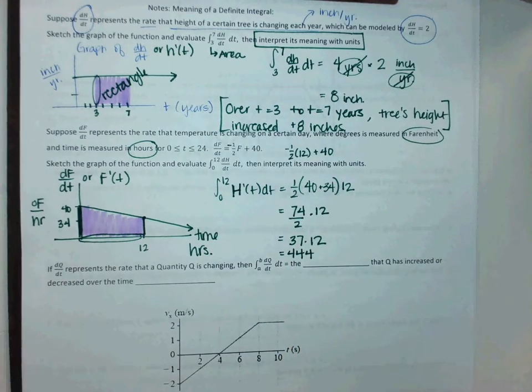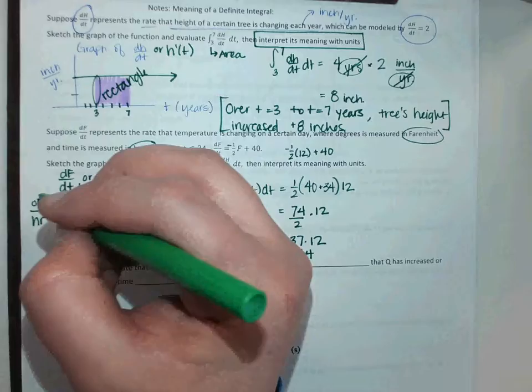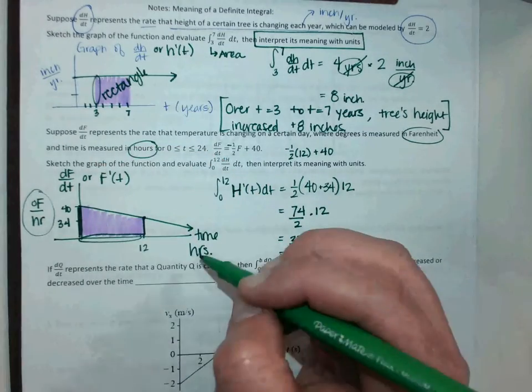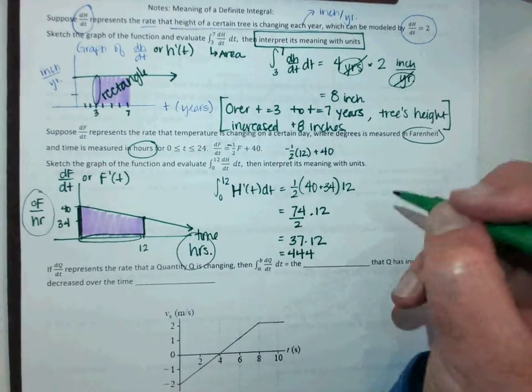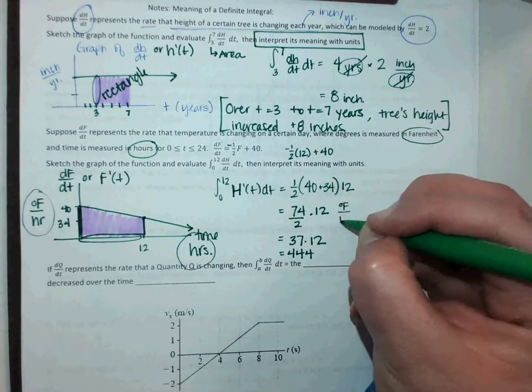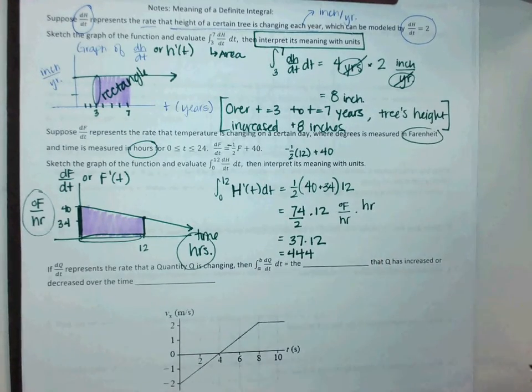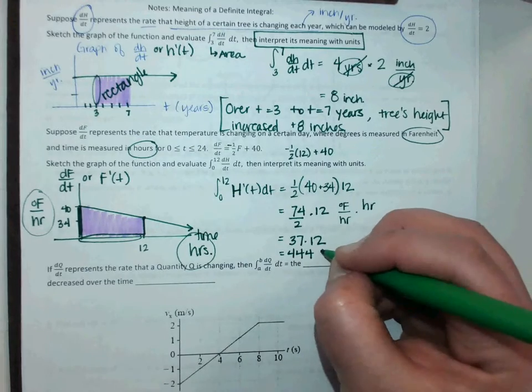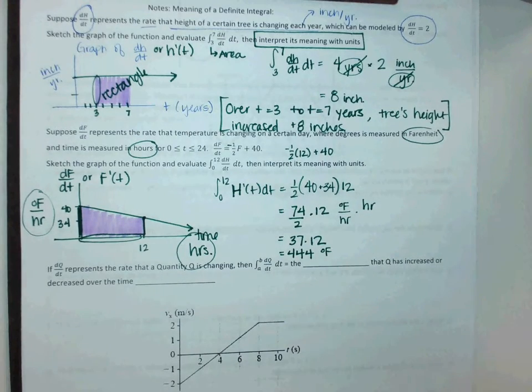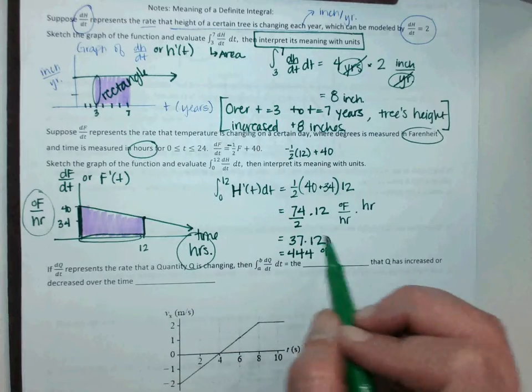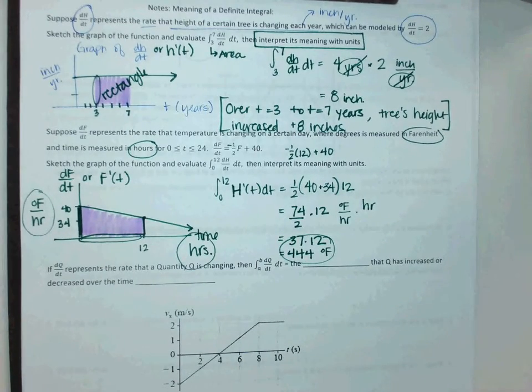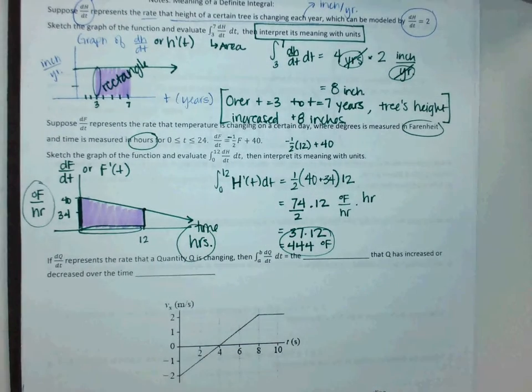Now, let's talk about units. If I multiply degrees Fahrenheit per hour multiplied by hours, what am I going to get? Degrees Fahrenheit. Okay? So what that means is that would be the amount that the temperature would have changed. So the world exploded, everyone's dead, sad day, okay? But you get the idea.